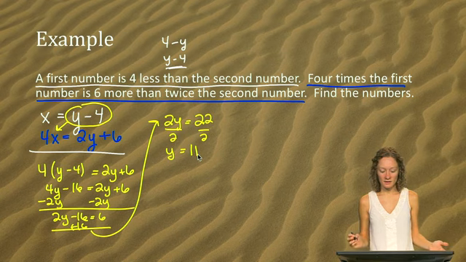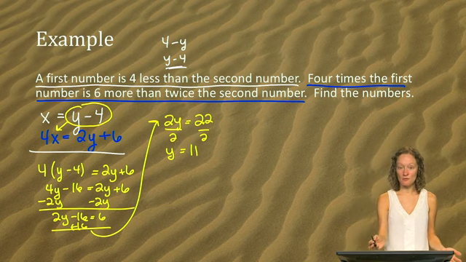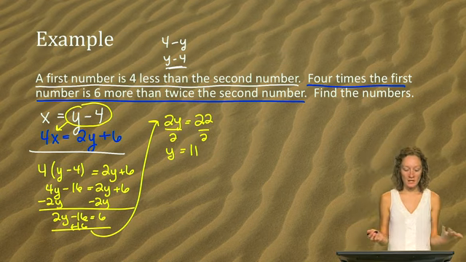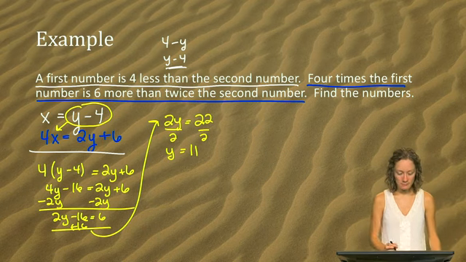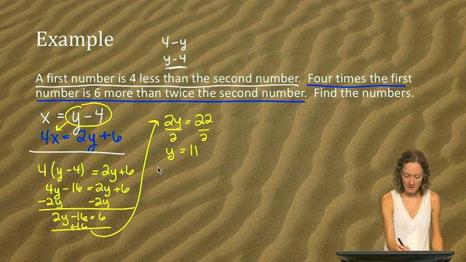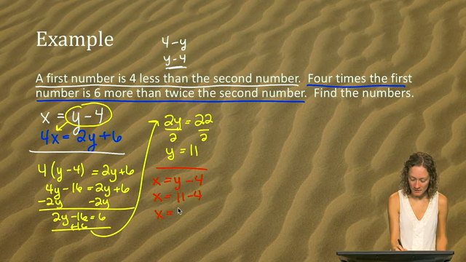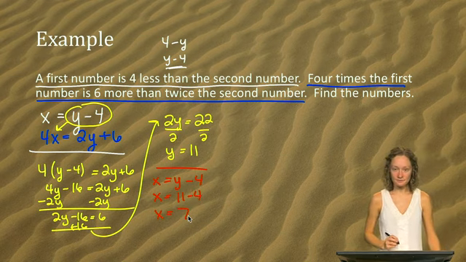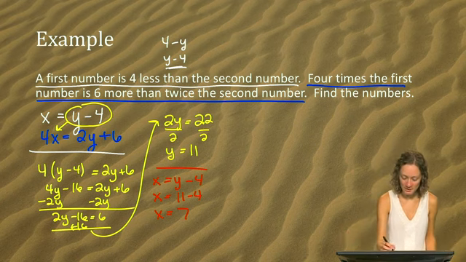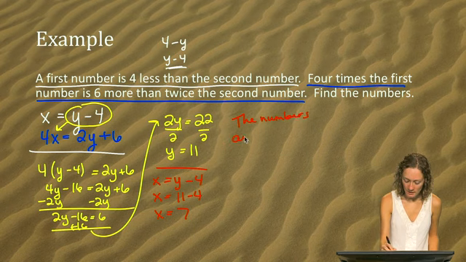Okay, we found y. What does it ask for? It asks us to find the numbers. So we found one number, we need the other number. How do we find x? Plug it back into any equation along the way that has both of them. I'm going to go back to this first equation because it's pretty clean and nice to plug in 11. We get x is 7. So the answer to the question, find the numbers, are 7 and 11.